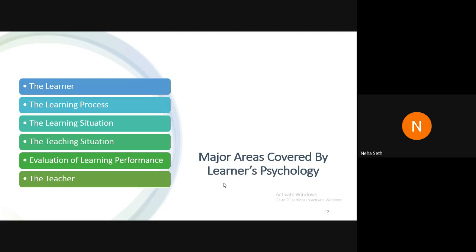The next is the teaching situation. The teaching situation is the teaching pedagogy, which we need to change according to the age, the mental level, the past knowledge and the interest of our students. And then we need to evaluate the learning performance as well. We have to see the development of our learner. As I've mentioned earlier, instead of summative assessment, we need to follow formative assessment, and accordingly we can guide or counsel our students.